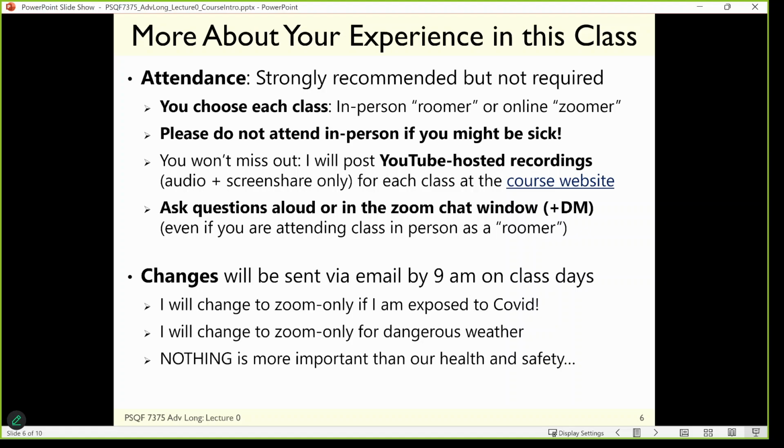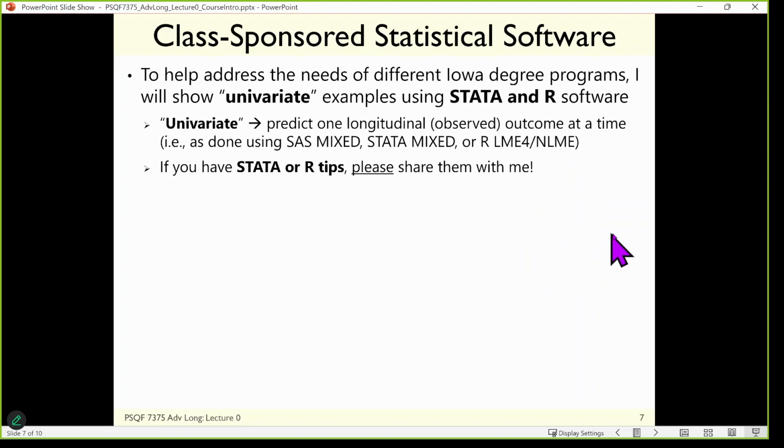That's good. All right, so software. We're starting in the same place. To address the different needs of different degree programs, I know there's quite a few of you who love Stata, and quite a few of you who use R. I'm still going to try and do both. I've provided SAS examples for my own use, to make sure I know what the other programs are doing.